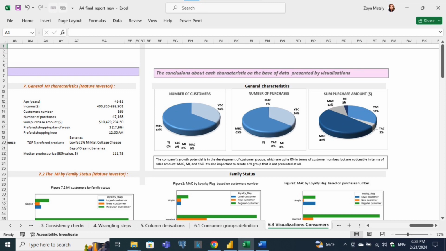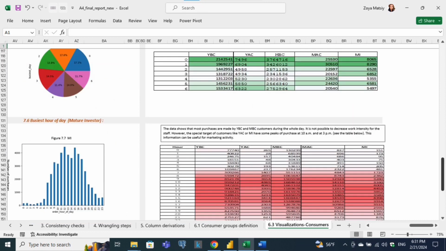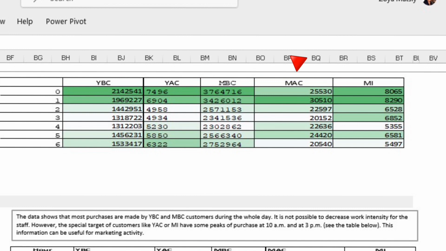You can imagine how sales volume will increase if the number of clients of these groups increases by at least 1%. It is all the more important to create a group of young investors, which is not represented at all. Another interesting insight is that the busiest day of week for mature advanced consumers is different from other customer groups. This is very important for organizing tailored marketing campaigns.